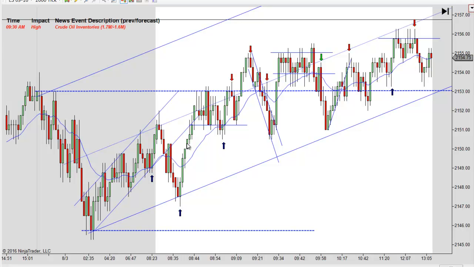Any runners would have been safe. And you can ride that right up here to the top. And I would have looked to probably exit unless it pushes right on through. But when it starts finding resistance, that's where I would exit. And then it tries to go lower once, tries to go lower twice, and then tries to go lower a third time. You get that little failed break lower.